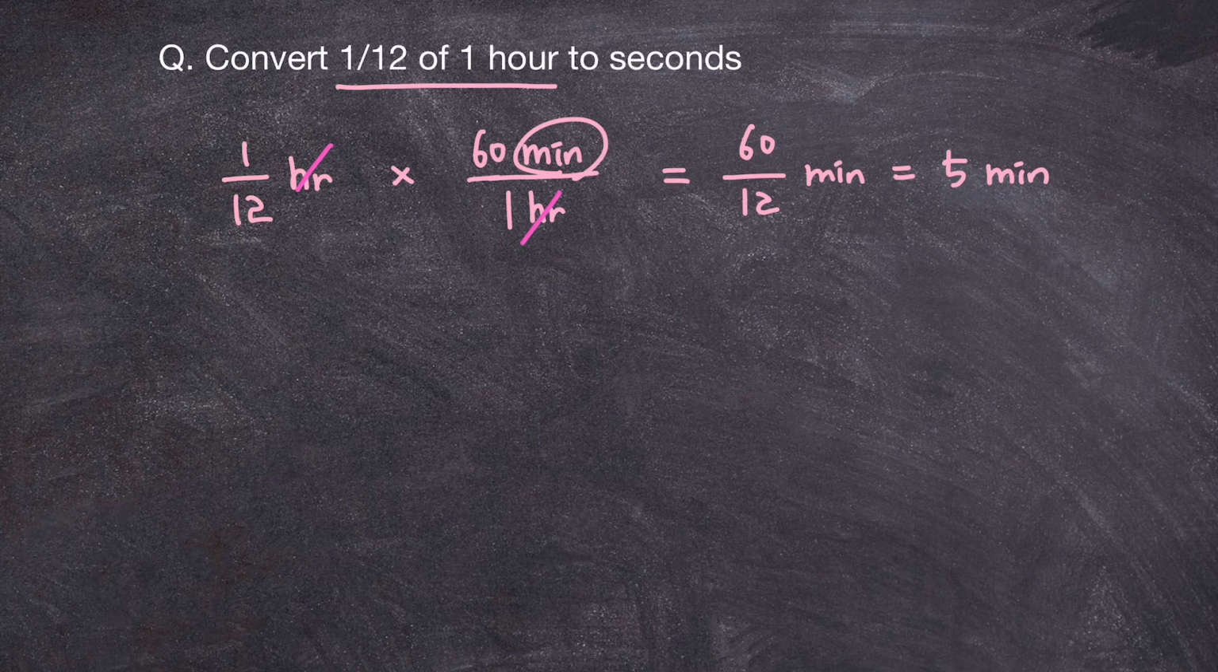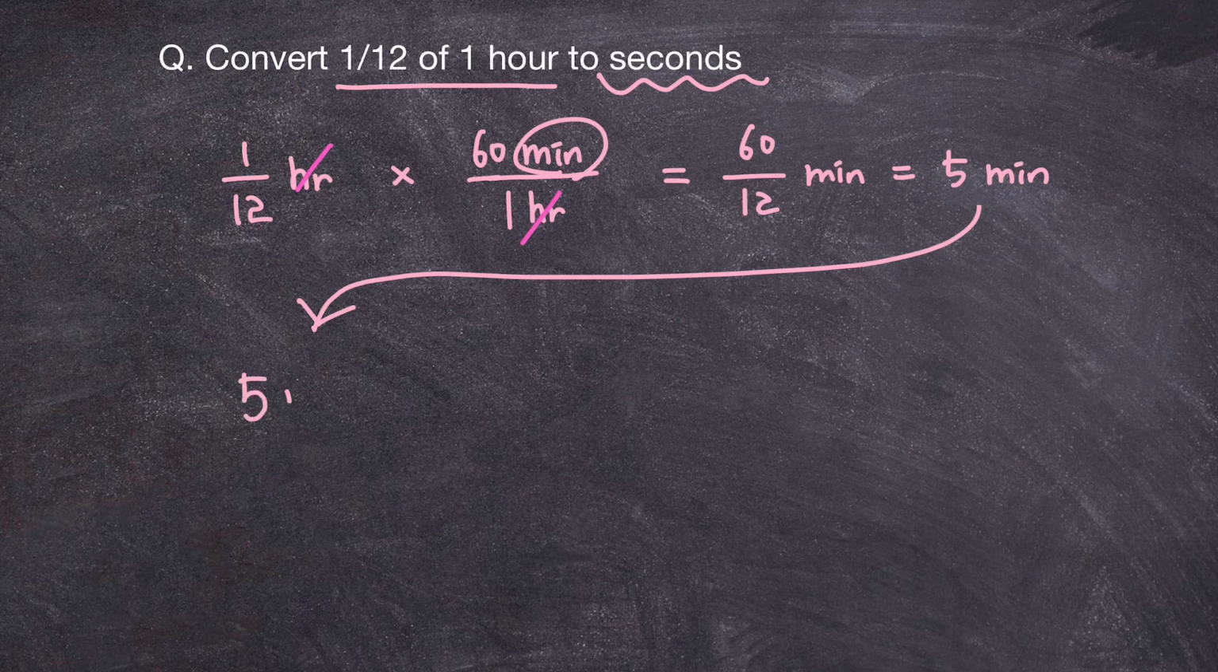Now, this is not going to be our final answer because we need seconds. So what I'm going to do is I'm going to take that 5 minutes and convert it further into seconds. So I'm going to take 5 minutes and do another multiplication just like this. What I'm going to multiply is a fraction with its denominator with a unit that we want to get rid of, and its numerator with a unit that we want to keep.